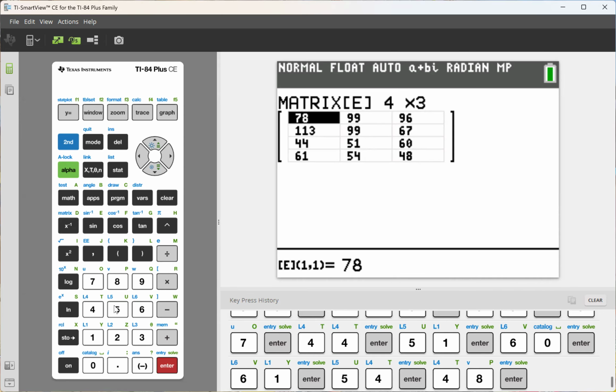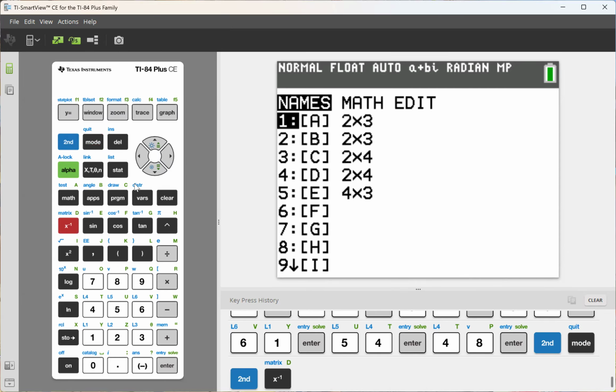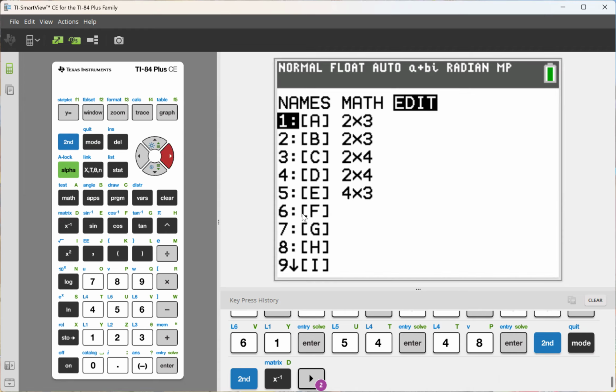Okay, I'm going to do a quick check to make sure I inputted that table correctly. The first column should be 78, 113, 44, 61. The second column should be 99, 99, 51, 54. The third column should be 96, 67, 60, 48. All right, so there are the values that I observed. Now we need to calculate what we would expect. So we're going to exit out of here, go back into our matrix menu. We're going to edit, and we're going to edit F.